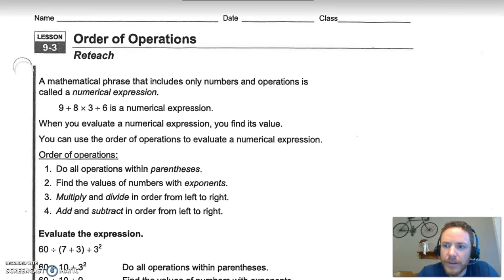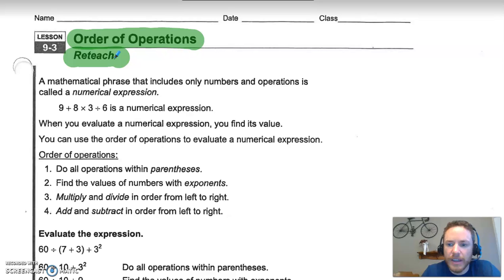This video is going to be an introduction to the order of operations using the reteach side of the optional worksheet found in your Google Classroom. You don't need to print this. You can just follow along with the video and then try the problems as best you can. So let's start by doing the reading at the top.